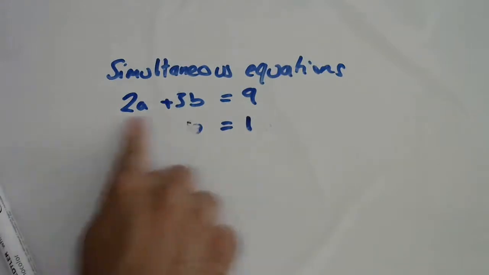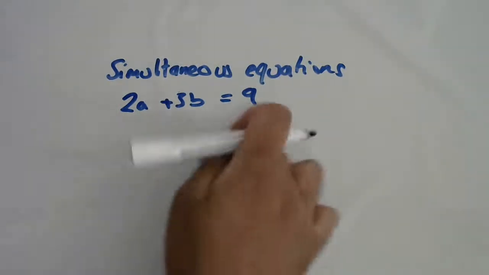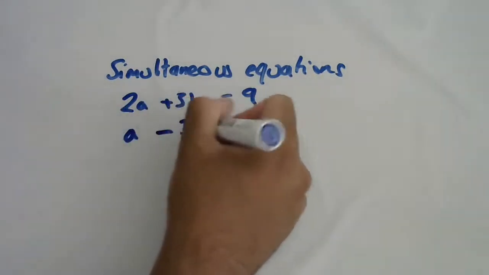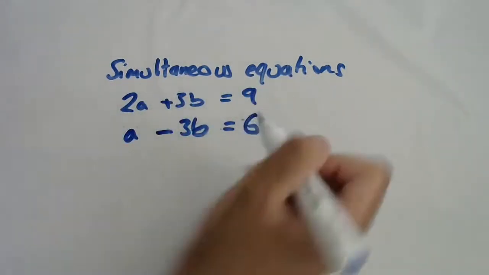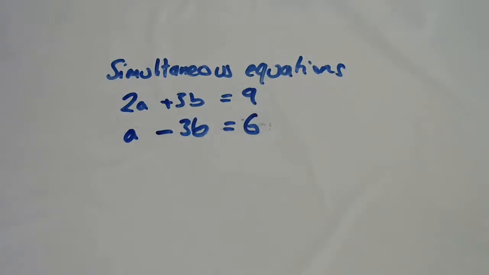In fact, can I change that? Let me change that because I want to kind of show that trick. So how about a minus 3b equals 6, all right? So here you've got 2a plus 3b equals 9, a minus 3b equals 6. And if you hadn't noticed, I did change it up because I don't want to go too far too fast.